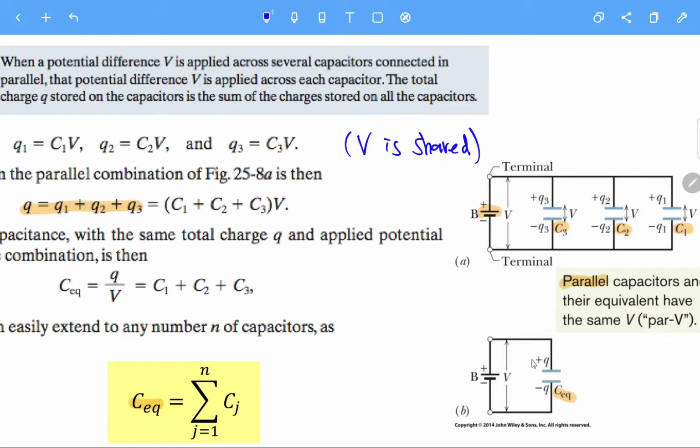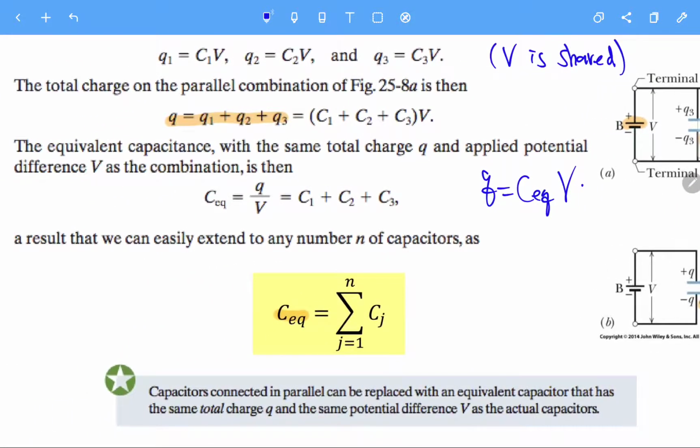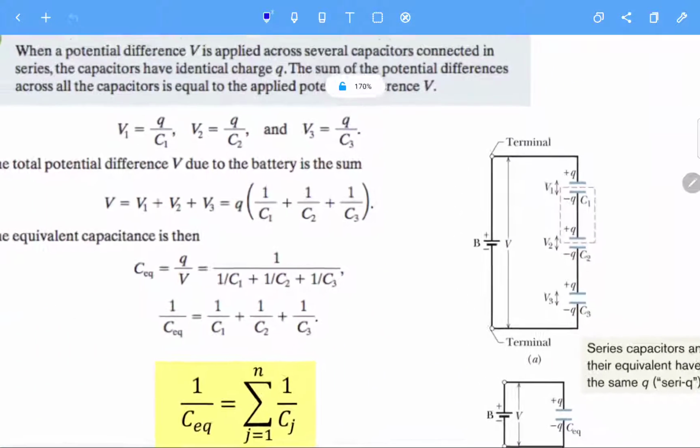If we have an equivalent C_EQ here, it should be like Q equals C_EQ times V. So comparing these two, we have C_EQ equals C1 plus C2 plus C3. So it's nothing but adding all of them together for the parallel capacitance. If we have n capacitors, then we just add all of them together, which will be the equivalent parallel capacitance. So for series, it is a little bit different.